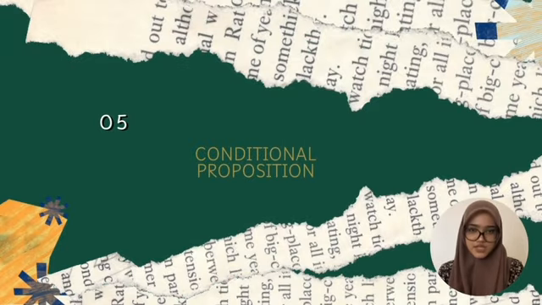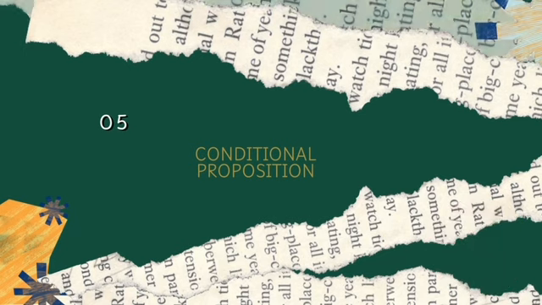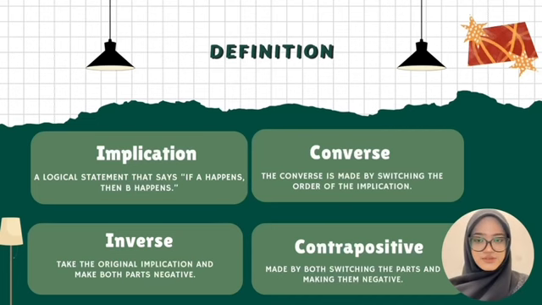Lastly, I will explain to you about conditional proposition. Let's look at the terms one by one. Let's start with implication. An implication is a statement that says if A happens, then B happens. It shows a cause and effect, or a condition and result relationship.